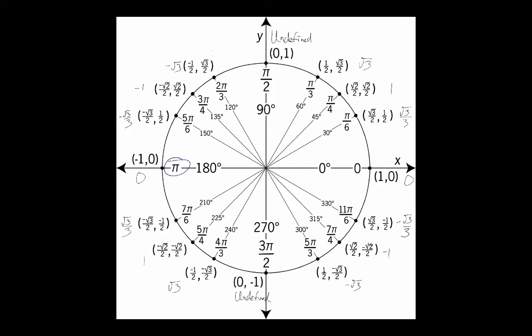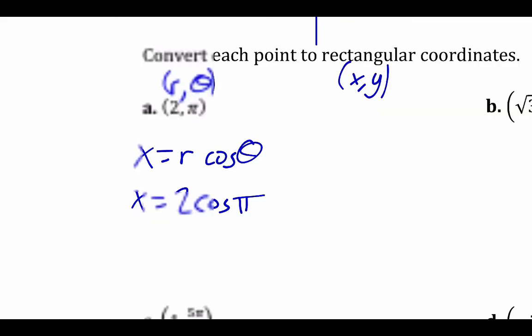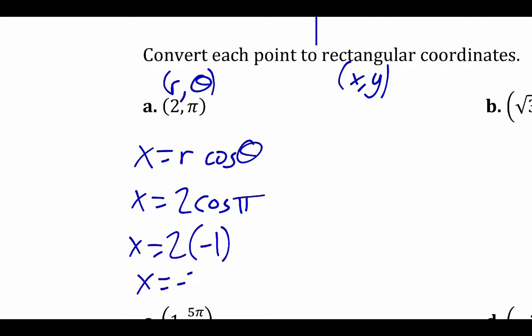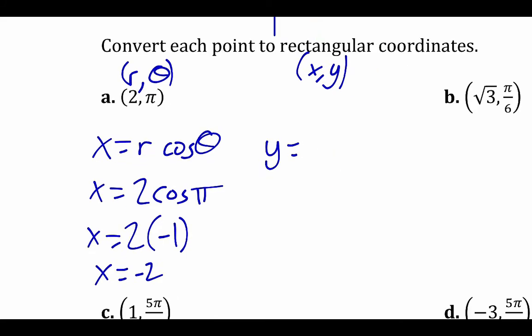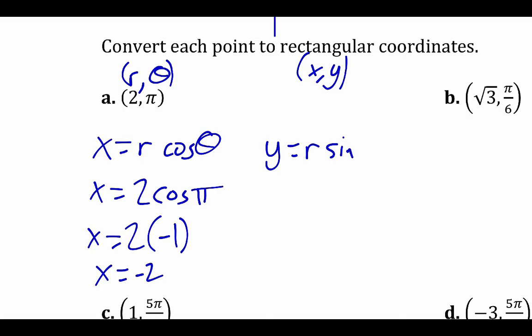Now taking a look at x and y, cosine is your x value, sine is your y value. So in this case, the cosine of pi is -1. So it's going to be x equals 2 times -1, which gives us the x coordinate of -2. Our y coordinate is r times the sine of whatever angle theta is. So we got y equals 2 times the sine of that same angle pi.